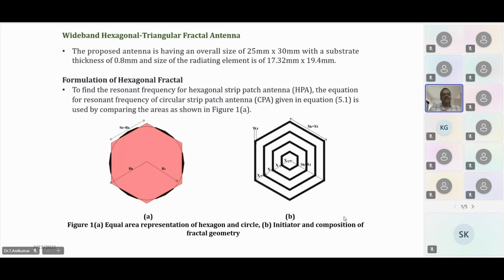The next work is a wideband hexagonal triangular fractal antenna. It is a completely wideband antenna, used for ultra wideband applications. The novelty in this work is that it's fractal in nature. The novel fractal I have proposed here: I have taken four different hexagonal rings, and these hexagonal rings are connected through triangular patches. Next.